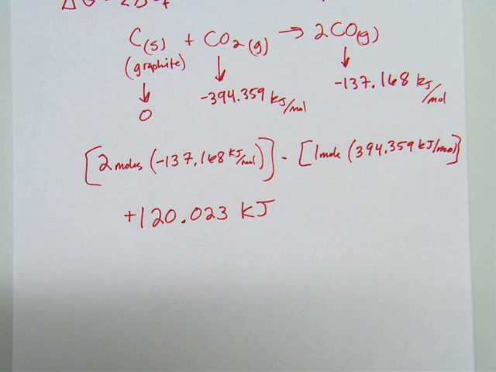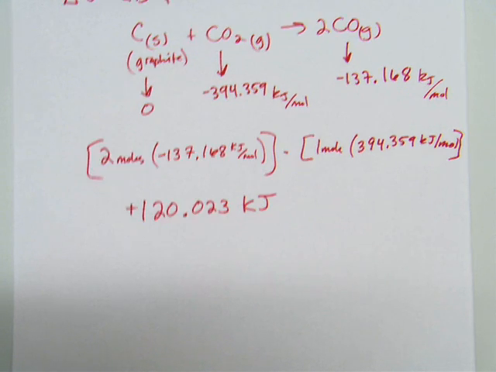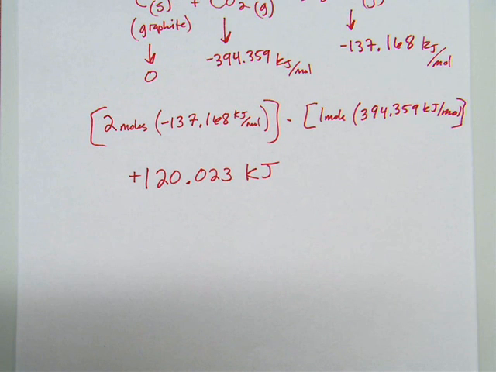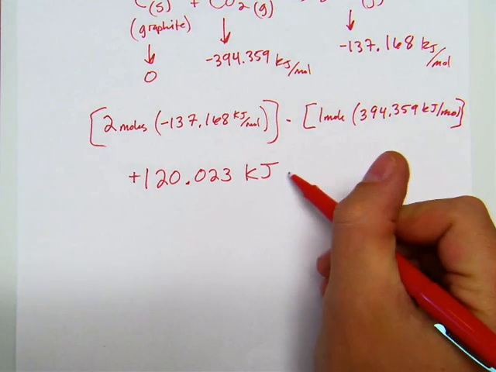That tells us a couple things. One, it's positive, so it's not spontaneous. So in the back of my head, I'm saying to myself, okay, it's not spontaneous. When I calculate K here in a moment, it better be less than 1. If it's not less than 1, I messed up because it's a non-spontaneous reaction. It should have a K value less than 1.